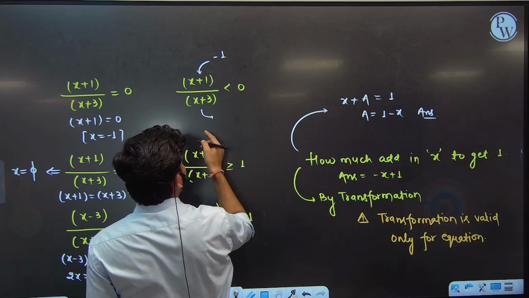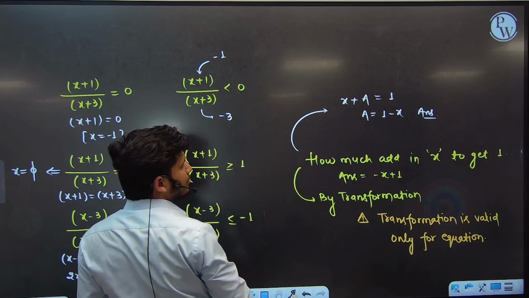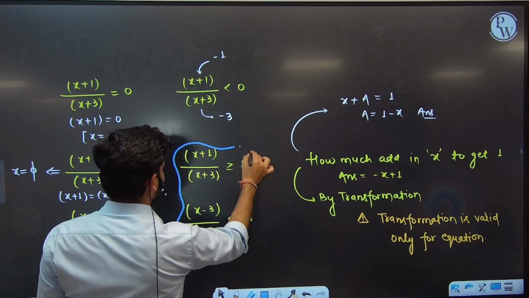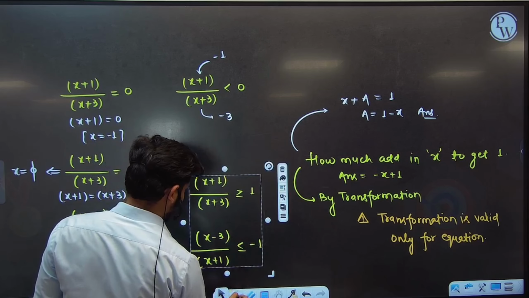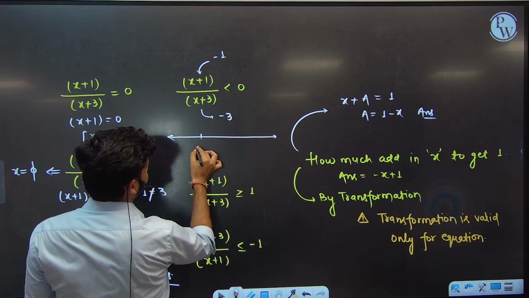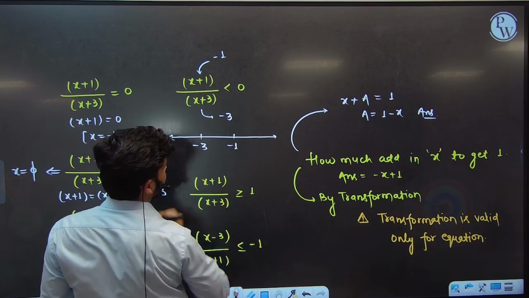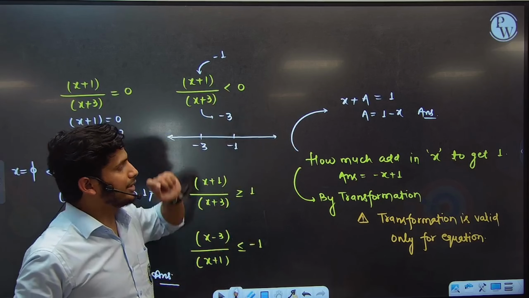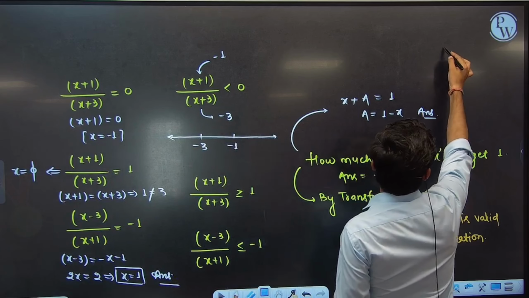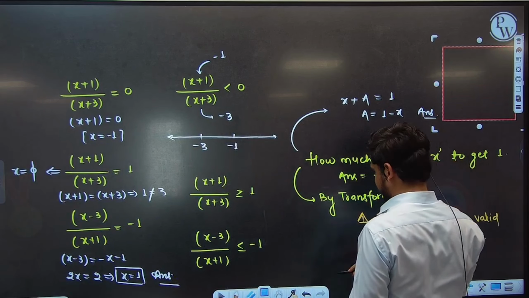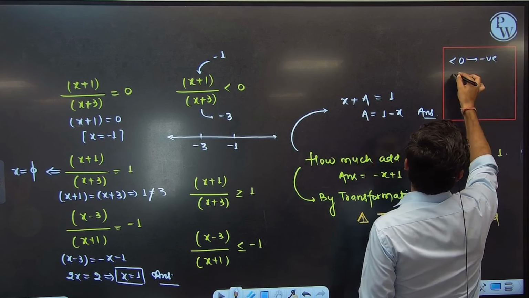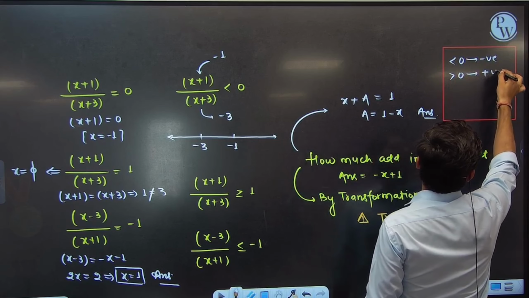And what is the root for this part? Minus 3. Okay, so denote on the number line: minus 3 and here minus 1. We want less than 0. Less than 0 means negative. Greater than 0 means positive.